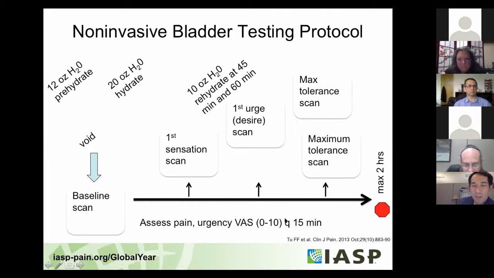This is not the fastest of tests. It can be done over the course of about 2 hours, but the vast majority of patients will actually reach completion in about 1 hour and 15 minutes. And it's obviously very well tolerated, even in patients who have a history of bladder pain, because it entirely mimics everyday activity.